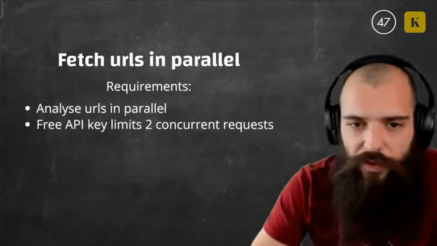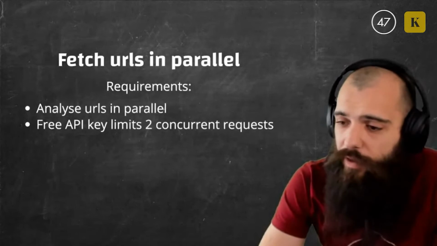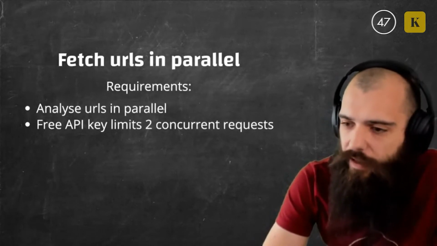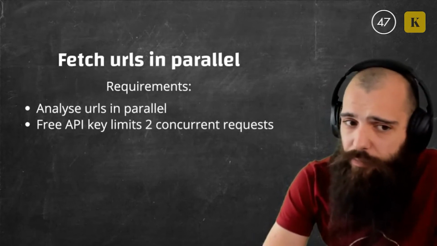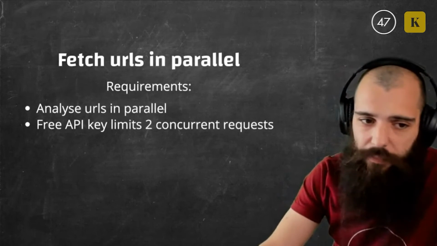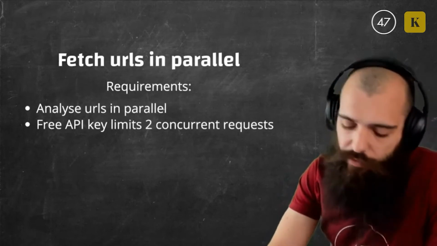So in a lot of cases, we want to parallelize our work as much as possible. But in our case here, we need to make sure that we do not exceed the free API limit from TextTracer of 2 concurrent or parallel requests at the same time. So what are some solutions in Arrow Fx Coroutines that we can use for this?